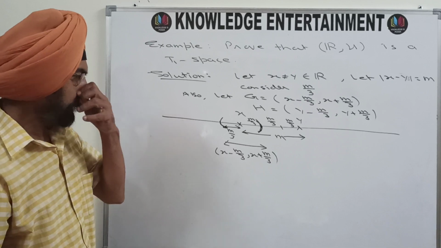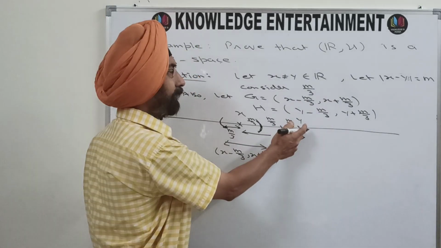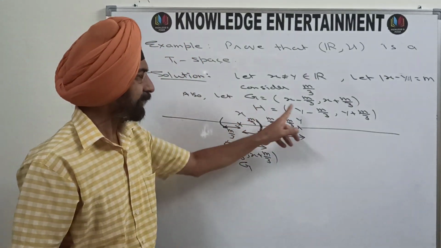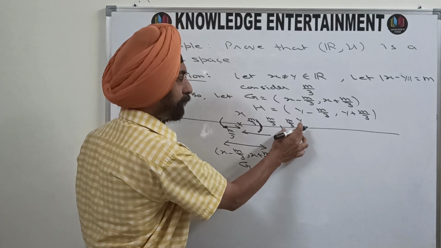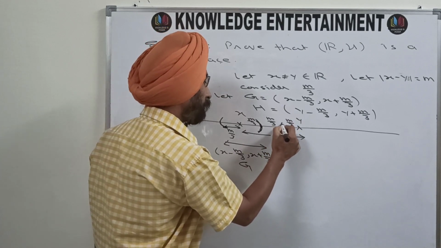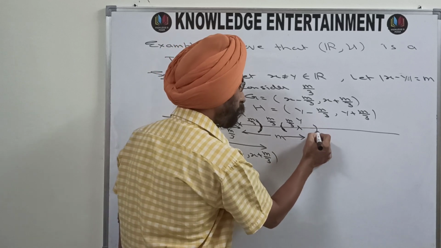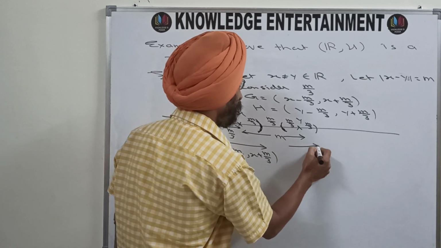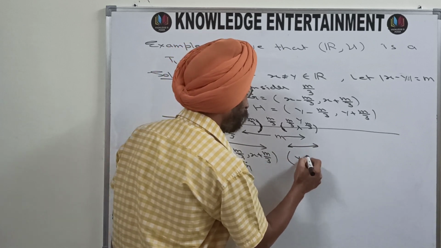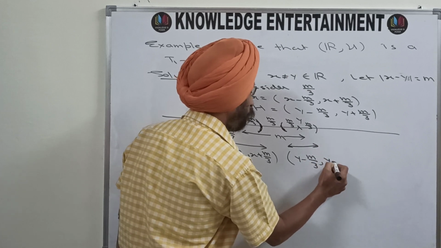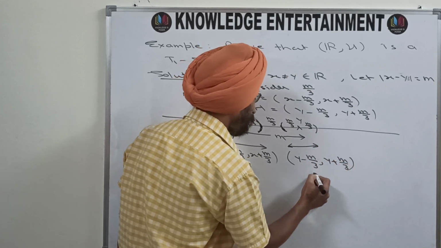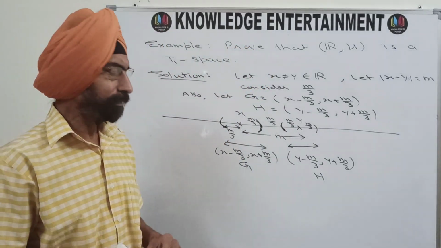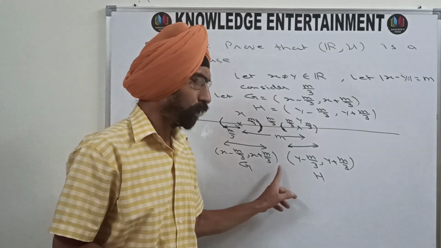Similarly, here it is your y, and this is your G, and what is your H now? H is y minus m by 3. This is y, this distance is m by 3. So you are starting from here, y minus m by 3, and you will reach something here. This distance will again be m by 3. So this interval, y minus m by 3, y plus m by 3, we are denoting by H. So diagrammatically, this is your G, this is your H.